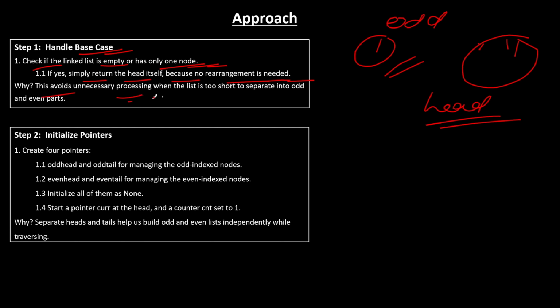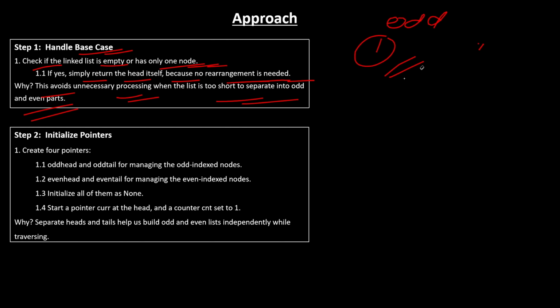This avoids unnecessary processing when the list is too short to separate odd and even parts. You don't have a list to do anything. Minimum you require two nodes to go with the stuff. Since you don't have that, we will return the head itself. That's the base case. Now the second part is initialization of the pointers. This is the important part.